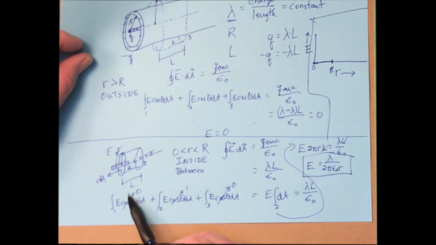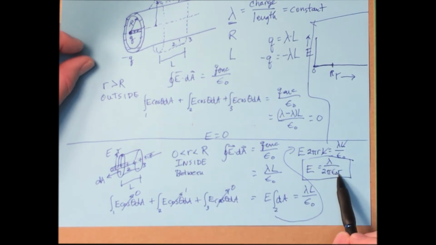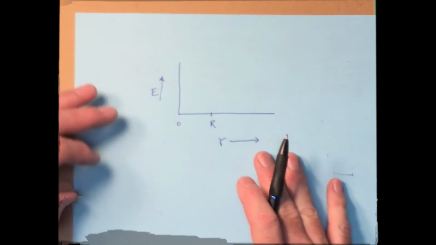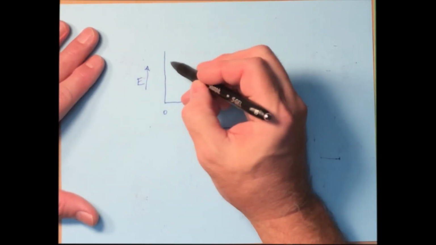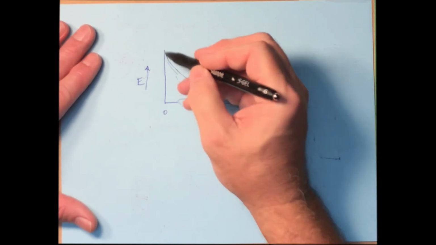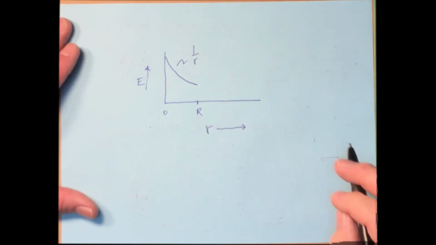Between 0 and R, the electric field falls off, oops, it's on the opposite side here. From 0 to R, so on the inside, the electric field falls off as 1 over R. Now, if I'm just graphing that, that looks like this. It starts off very high and just falls off as 1 over R.